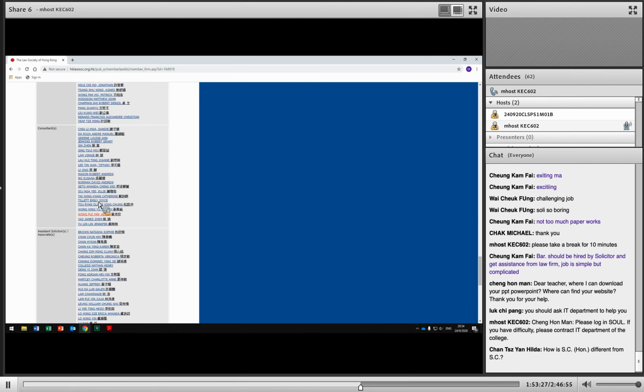So consultant. Usually they're more senior lawyers, but they are not partners. For partners, they can share the profit. But for consultants, they cannot share the profit.